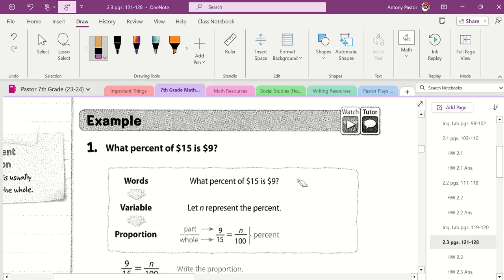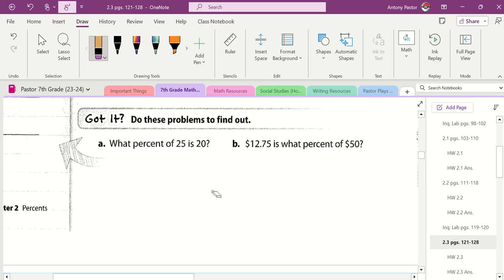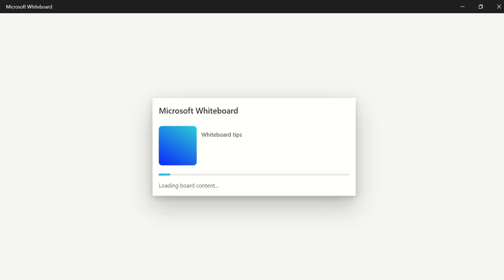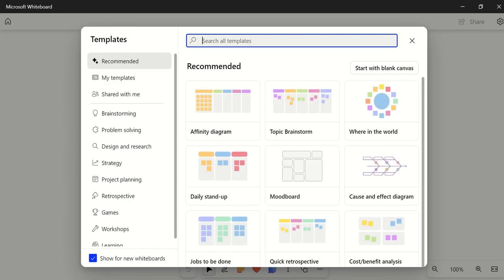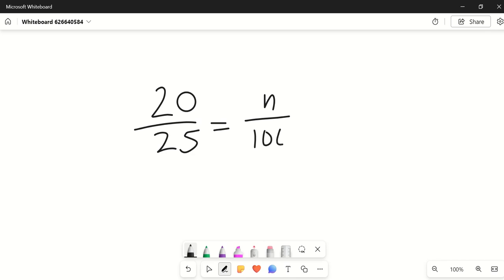And let's check to see if that is correct. 9 is 60% of 15. What percent of 25 is 20? What percent? So we're looking for percent of 25 is 20. So we have 20 over 25 will equal a percent, which we don't know, over 100.